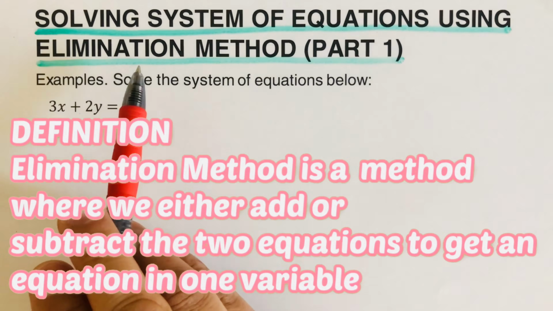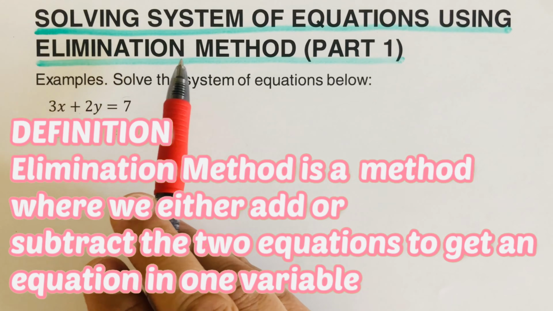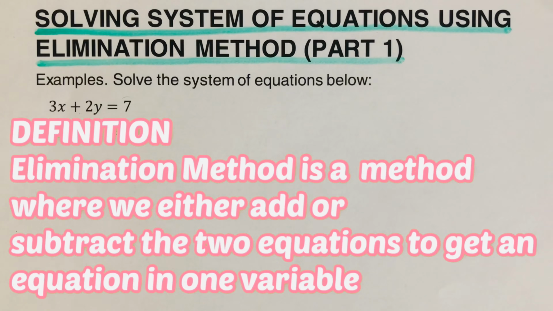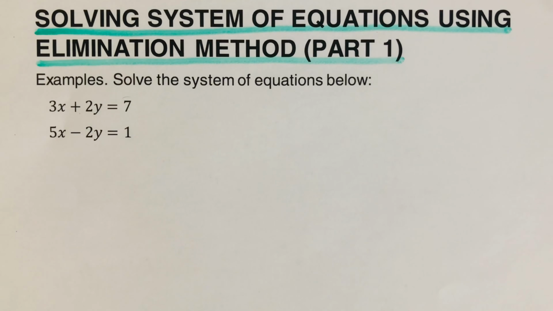The definition for elimination method is that it's a method where we either add or subtract the two equations that are given to us to get an equation in one variable. Now, when do we add and when do we subtract? So these are the tips.